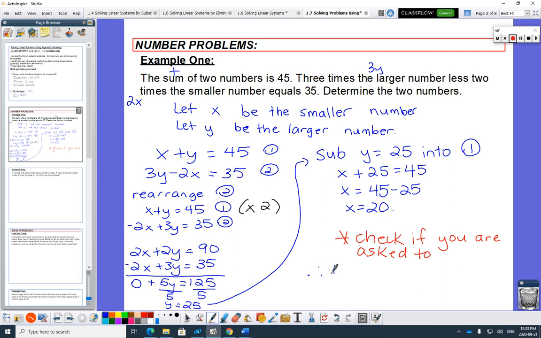So therefore, the smaller number is 20 and the larger number is 25. And like Ty said, I made X the larger number, but that's fine. His answer statement should be the same as mine. Okay, so you get the same answer. If somebody had chosen substitution, you should get the same answer. Okay, there's only one point of intersection.